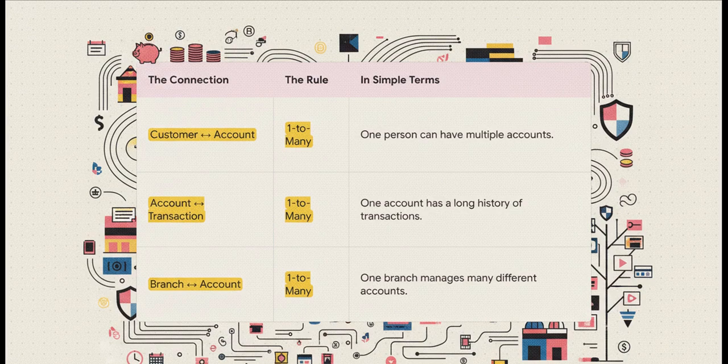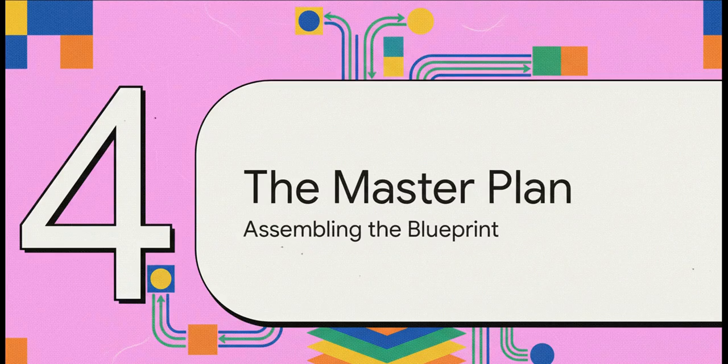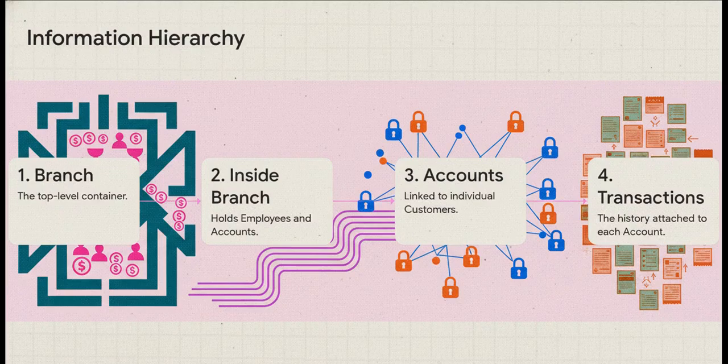and stops it from becoming total chaos. So, now that we have our building blocks and the rules that connect them, we can zoom out and see the full master plan, the complete information hierarchy of the bank. And here's that flow in action. See how it all starts at the top with a branch? Then, inside that branch, we find the accounts. Each of those accounts is then perfectly linked to a specific customer. And finally, every single account has its own detailed history of transactions. It's this perfect logical cascade, all the way from the big building down to the very last dollar.